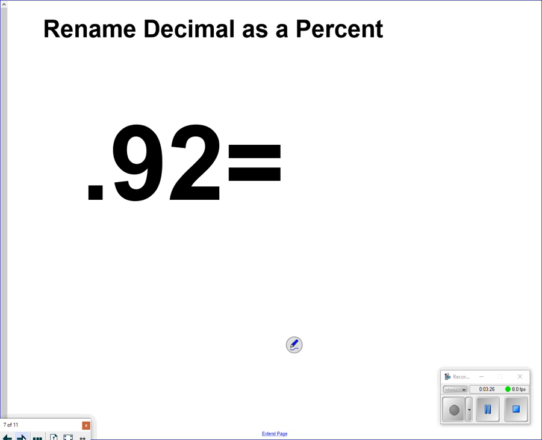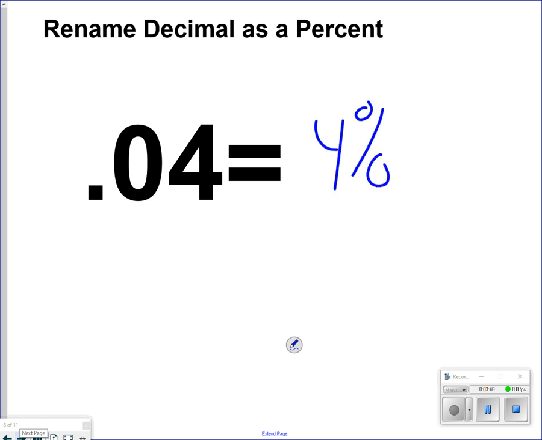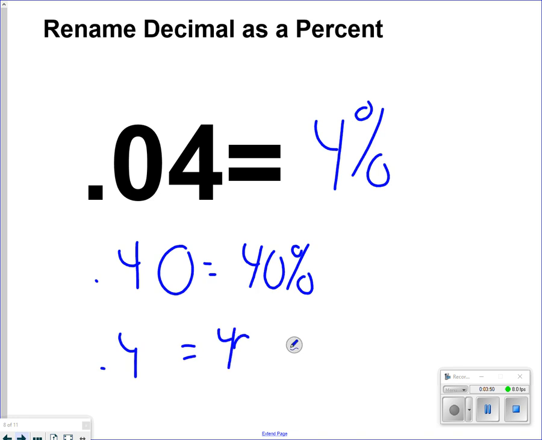Rename the decimal as a percent. I have 0.92. I'm going to get 92%. Pretty easy because I have 2 numbers after the decimal. That is my percent. 0.04 would be 4% because 0.40 would be 40%. And guess what? 0.4 also equals 40%. You always do the 2 numbers after the decimal.